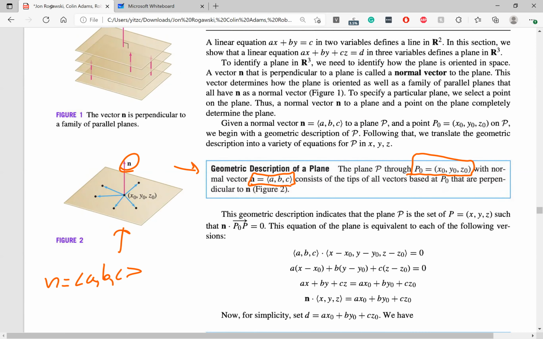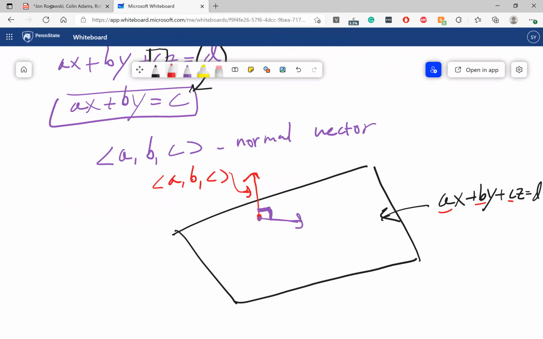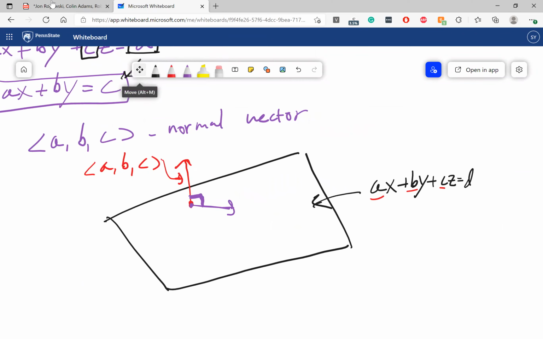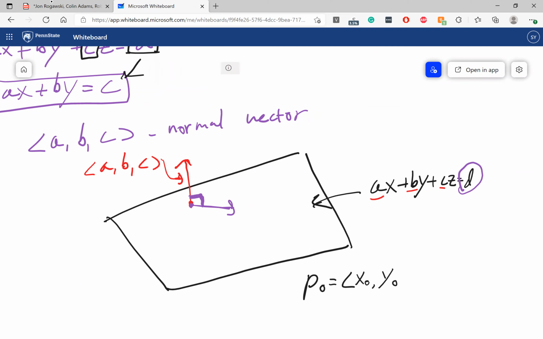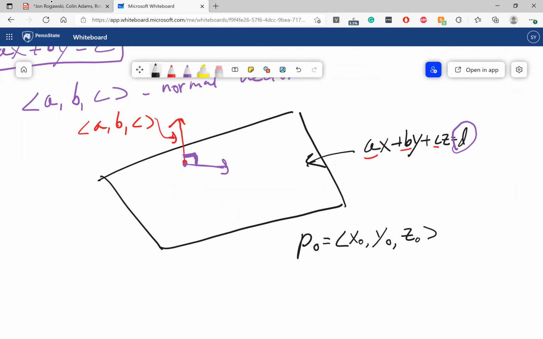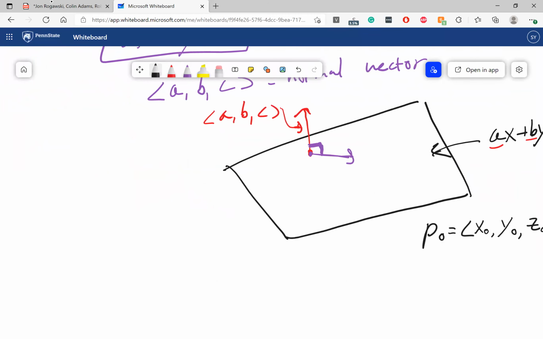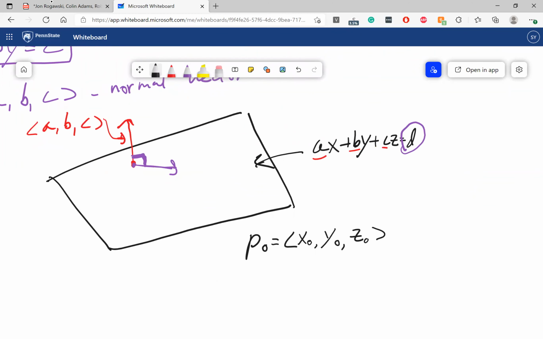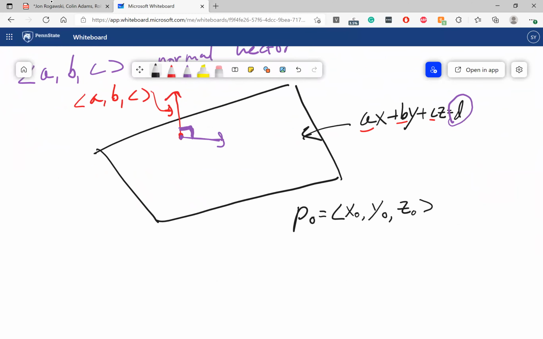And this point is what gives you your last coefficient. The point P gives you this coefficient. Why is that? Because if your P0 is equal to x0, y0, and z0, and you're given your normal vector a, b, and c, then you can find this equation. Okay.